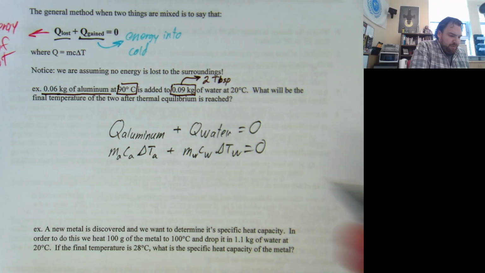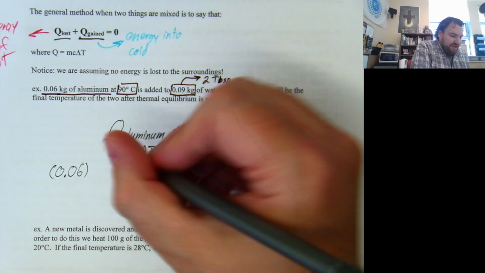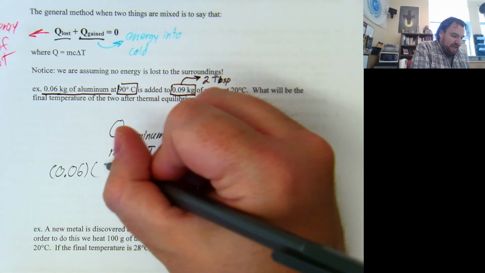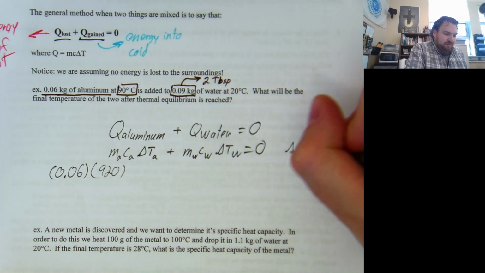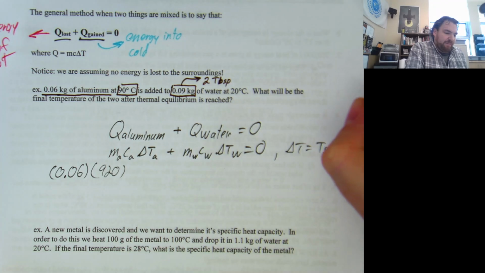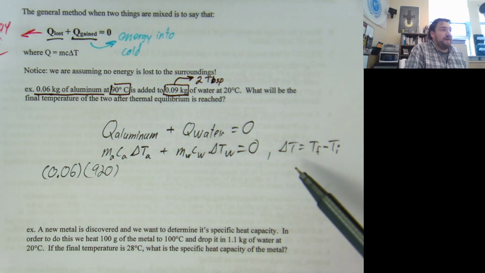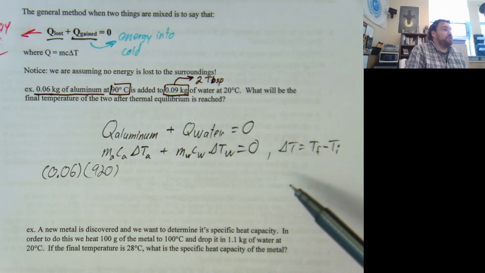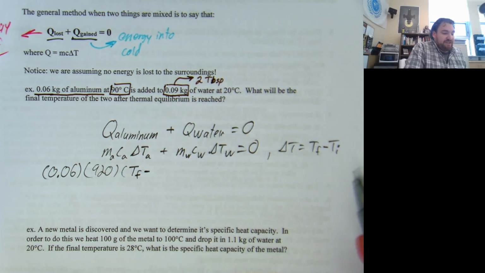The mass of the aluminum is 0.06 kilograms. The specific heat capacity of the aluminum is 920. You can find that on your formula sheet. The change in temperature of the aluminum, remember, delta T is equal to the temperature final minus the temperature initially. We don't know what the final temperature of the aluminum is. That's what we're trying to find. So T final minus, what is the initial temperature of the aluminum? 90.